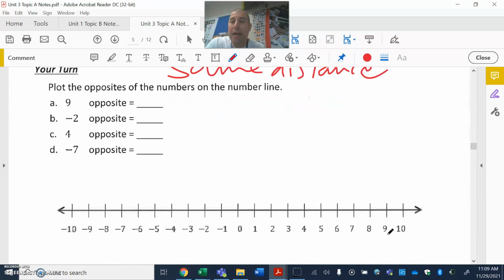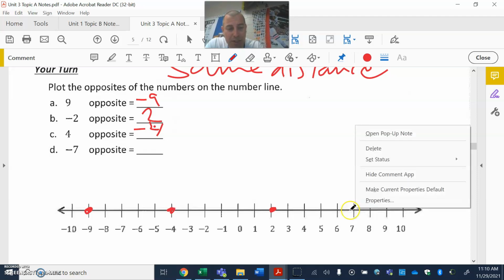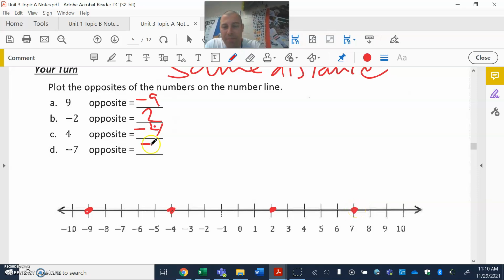Plot the opposites. So don't plot the original numbers, plot the opposites. The opposite of 9 is a negative 9, so we plot that there. The opposite of negative 2 is a positive 2. The opposite of 4 is a negative 4. And the opposite of negative 7 is a positive 7. Again, remember, plotting goes on the number line itself. Numbers go below, letters go above, and the plotting goes on the actual line.